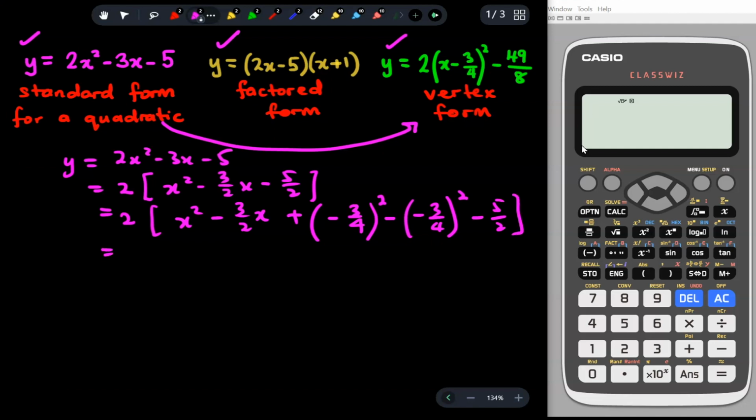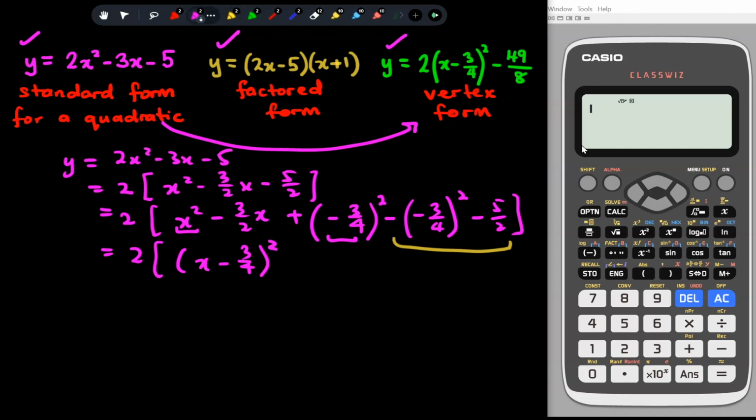Then it equals 2 bracket. We take the first one and the third one and put them inside a round bracket: x minus 3 over 4, whole thing squared. After that, we solve the rest using the calculator, or you can do it manually. So this is negative 3 over 4 squared, which is 9 over 16. Then after that, minus 5 over 2.